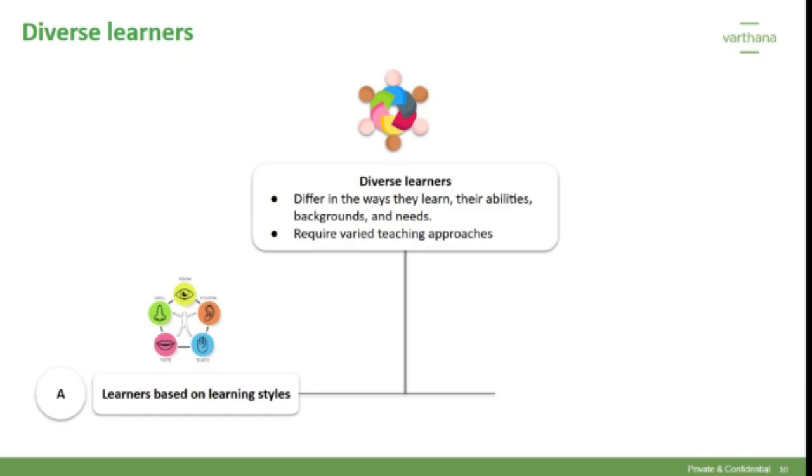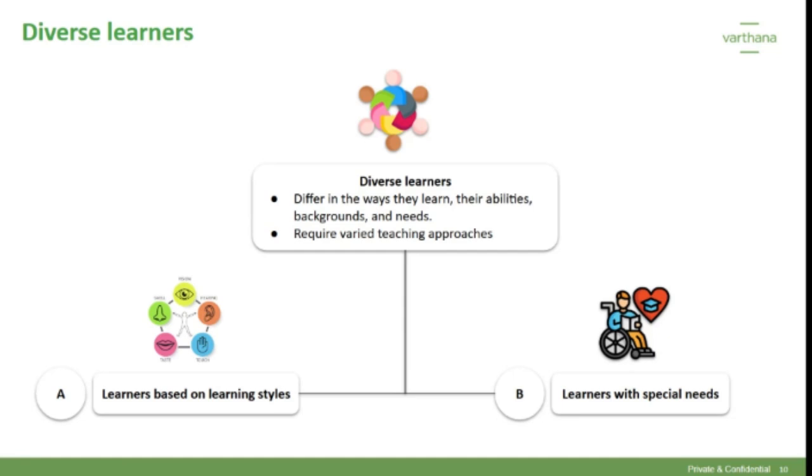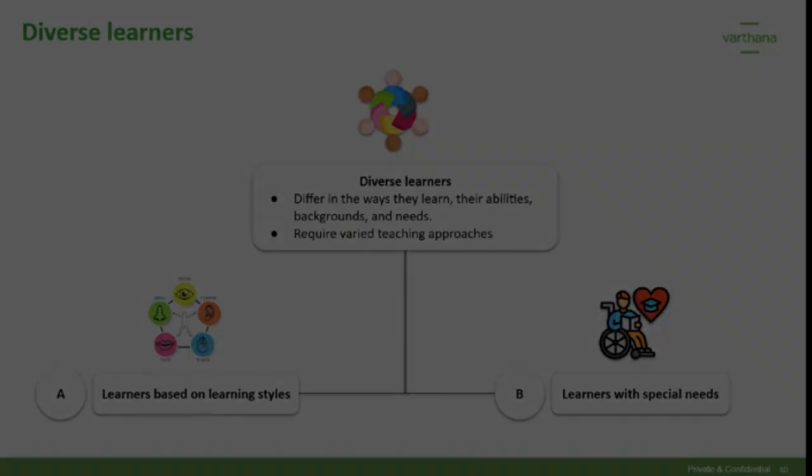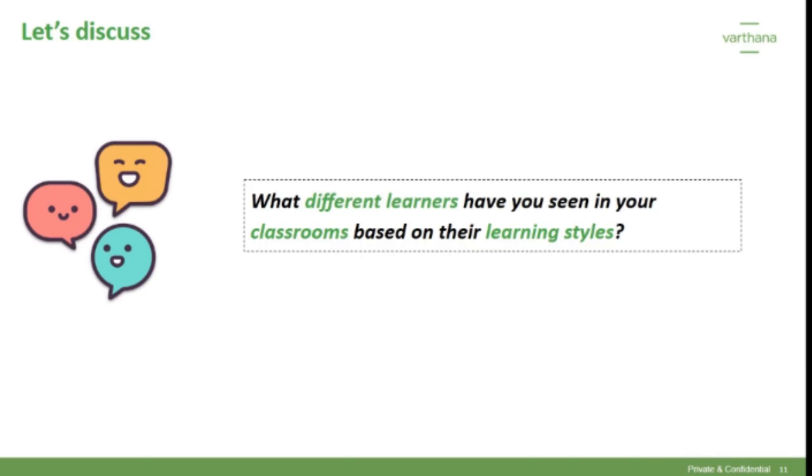First is learners based on learning styles, and second is learners with special needs. So diverse learners, you also have some sort of experience with students. How do they learn and how do they react to things in the classroom? So I would like to ask you what different learners you have seen in your classroom based on their learning styles. Your answers are invited.